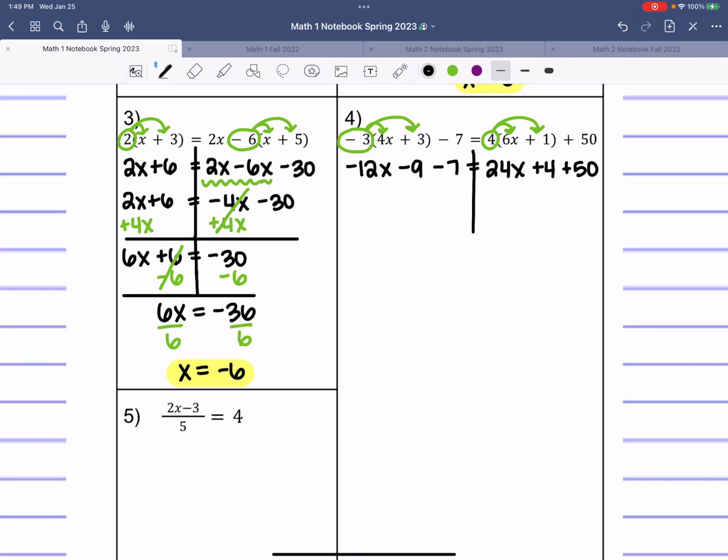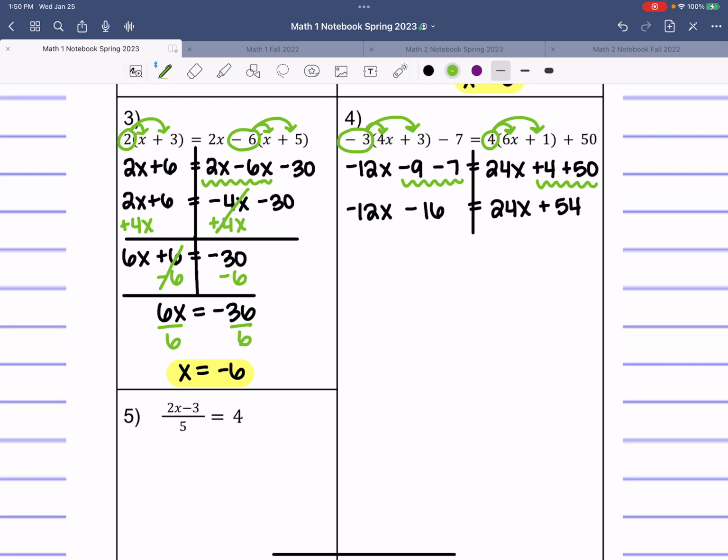Now split that and combine your like terms. On the left, we have negative 9 and negative 7, so keep that negative 12x and combine those to get negative 16. On the right, we have positive 4 and positive 50. So keep that 24x and positive 54.